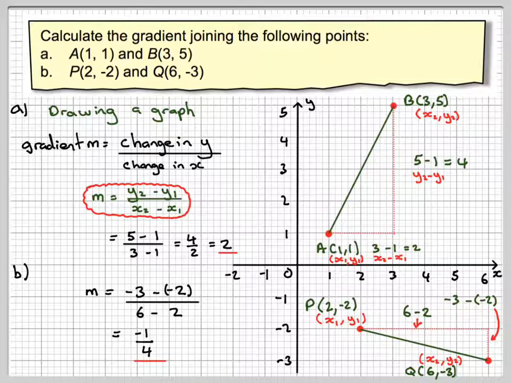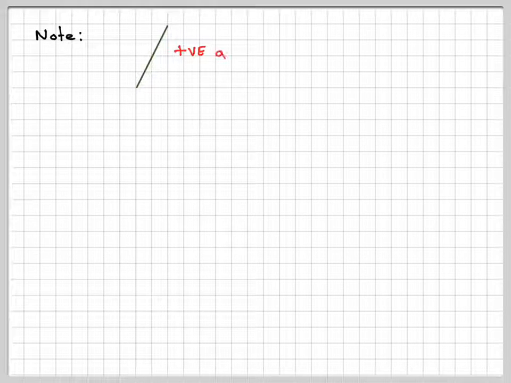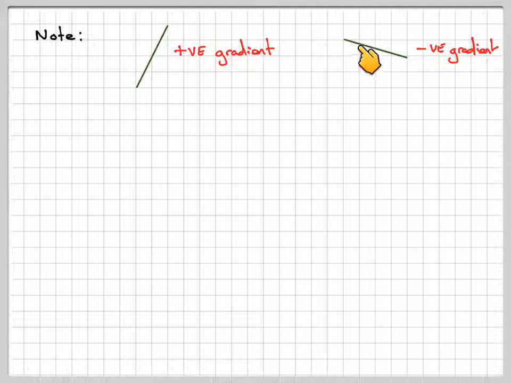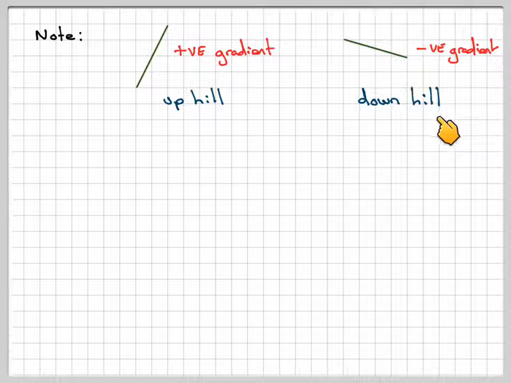Now what do we understand by gradient? Well, a gradient of 2 means for every one along we go up 2. In the second case, for every 4 we go along we go down 1, and that's why it's negative. We notice that this one slopes this way and this one slopes this way, so it's general information. A slope which goes uphill like this has a positive gradient, and a slope that goes downhill like this has a negative gradient. So uphill and downhill.